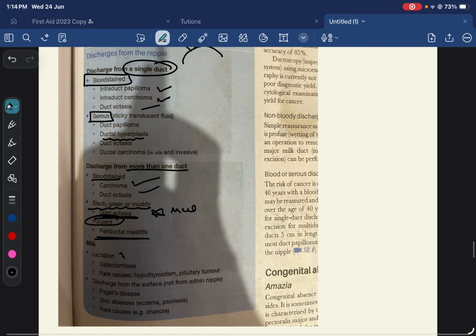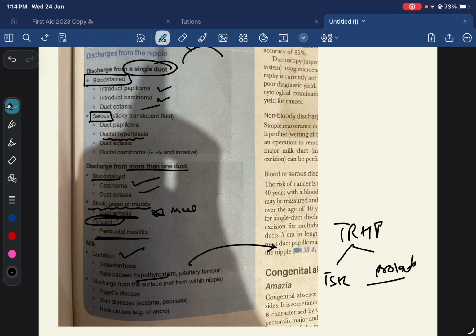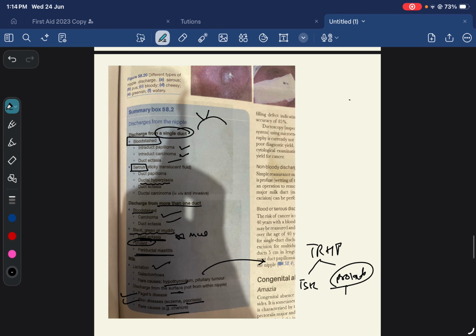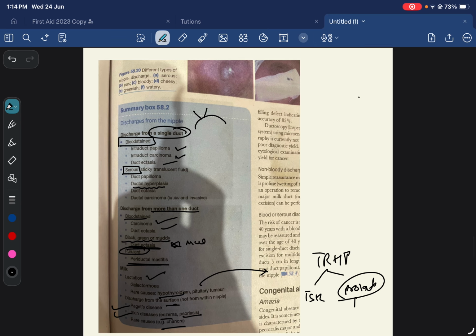For milk, either it is going to be because of lactation, galactorrhea, or hypothyroidism. Why does it happen in hypothyroidism? Because if, for example, thyroid hormones are low, then TRH levels will increase. When TRH increases, it increases both TSH and prolactin. Prolactin is going to increase the milk production. That is why it is also present in hypothyroidism. And on the surface we talked about Paget disease, skin diseases like eczema, also psoriasis has been added, and chancre, which is a rare disease. So these are all the discharges that you need to know.